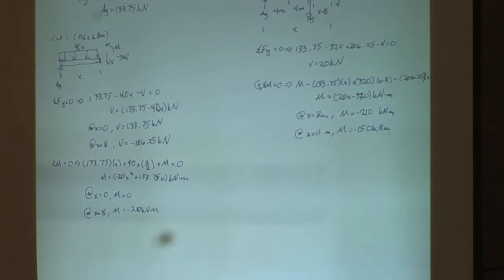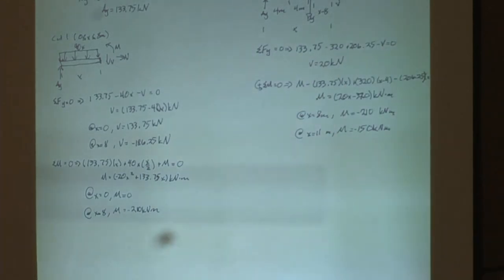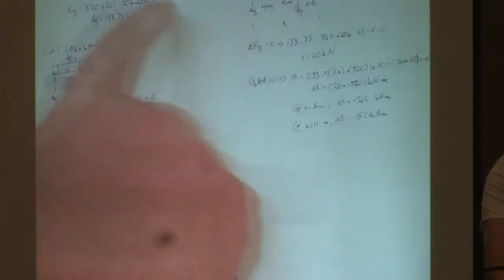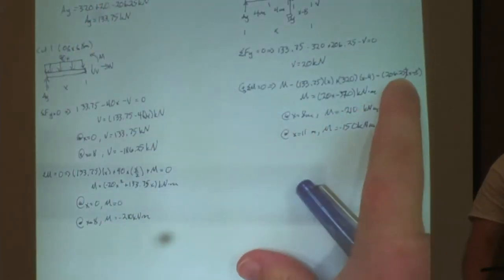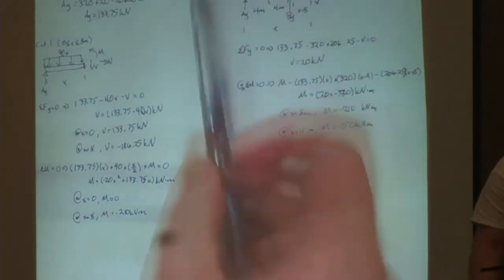But the second part? It's the moment for the entire beam. So A is 206, right? So we have 206 minus 8, because that's that. Yeah, so it's the entire beam.